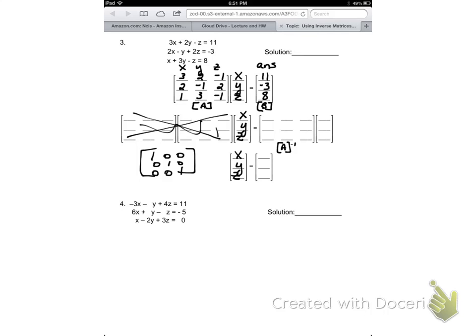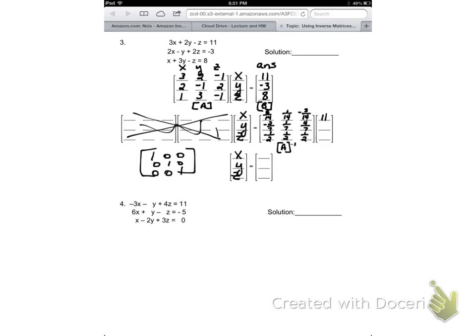And hopefully you can put this in your calculator, change it to fractions, and you should get 5/14, 1/14, -3/14, -2/7, 1/7, 4/7, -1/2, 1/2, 1/2 again, and that's your inverse matrix.